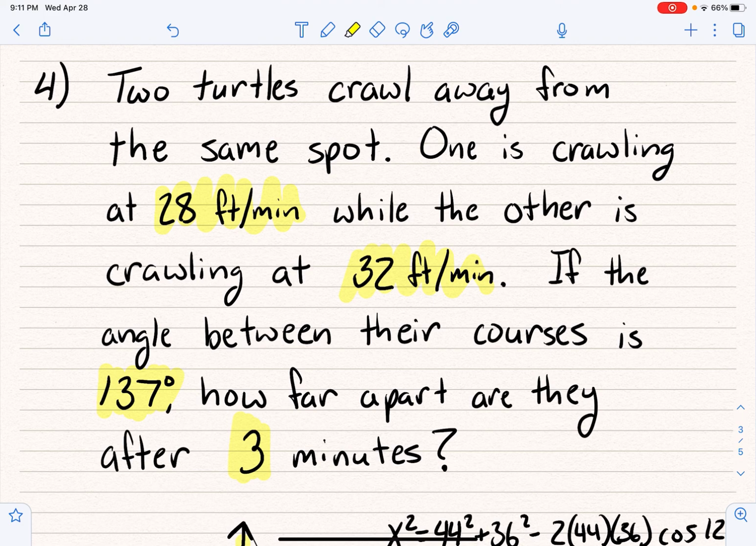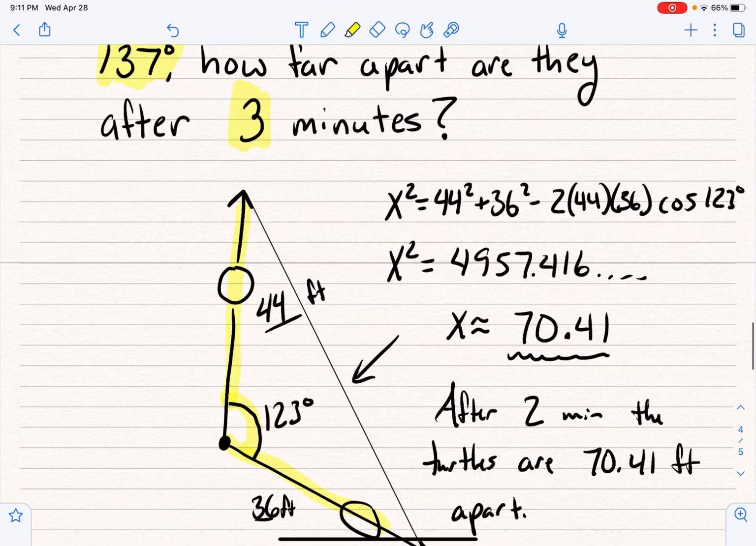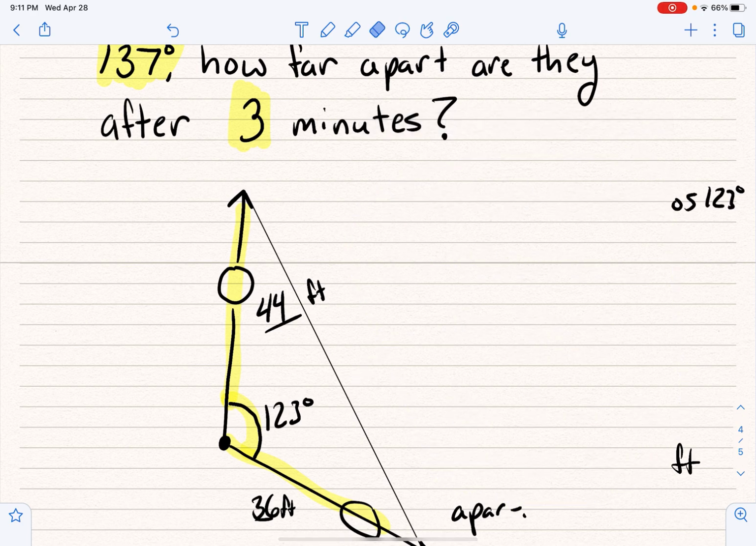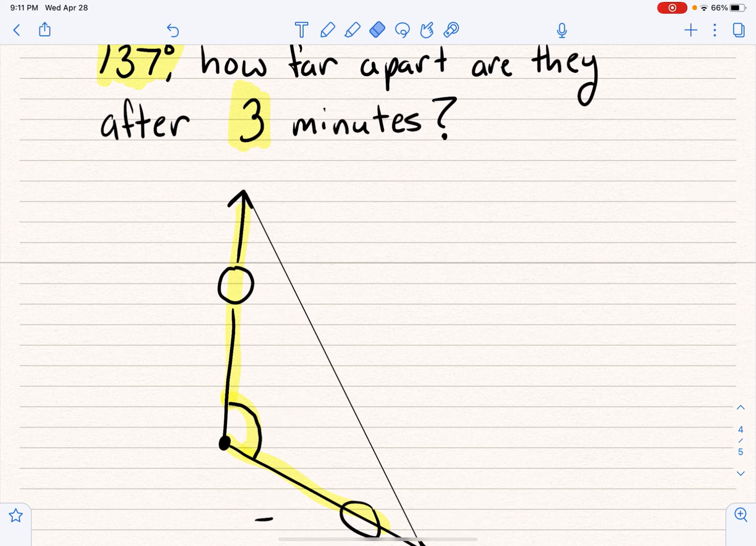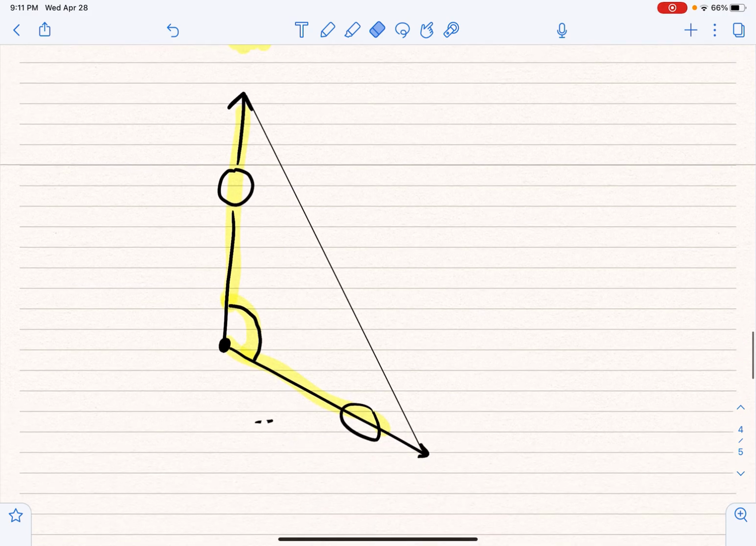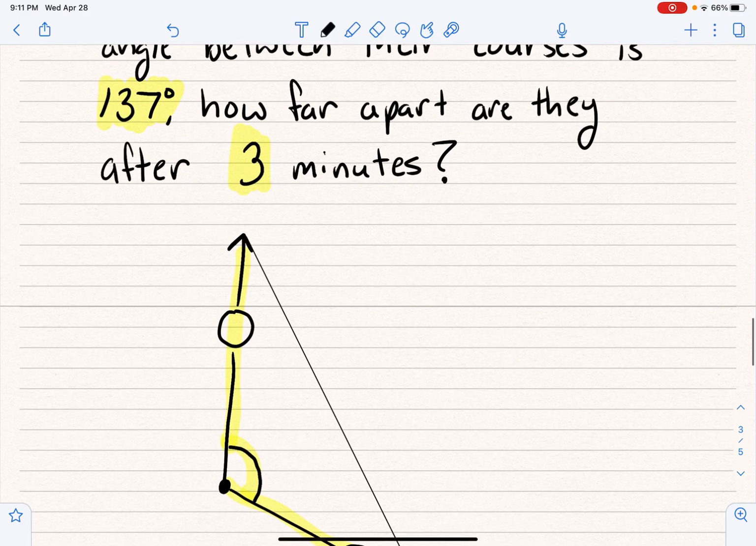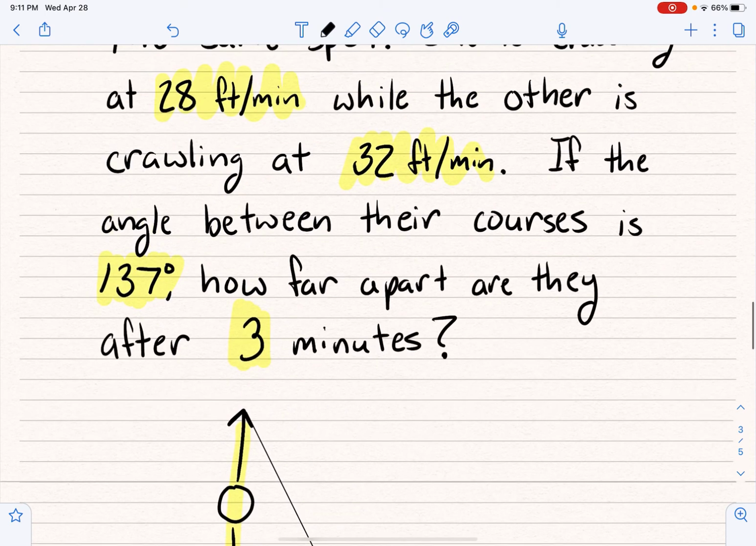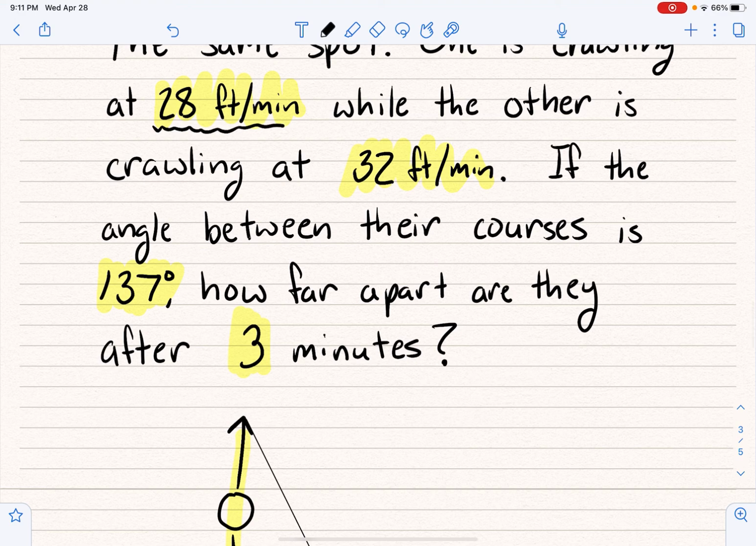Hopefully you see that there's nothing hard about this. There's nothing at all hard. This is a really simple situation. So for right here, I'm just going to take this stuff out and say, okay, we're still looking at a relatively similar situation. The angle for this one is 137 degrees. The first one's traveling at 28 feet per minute.